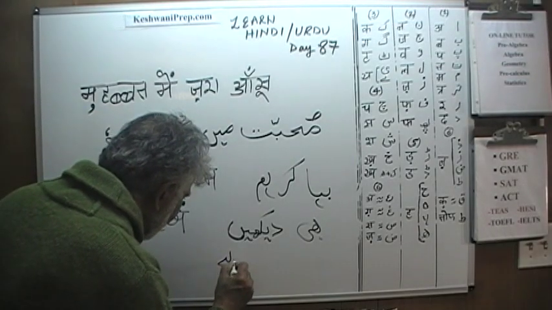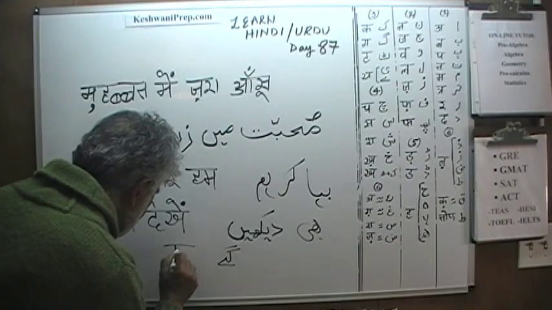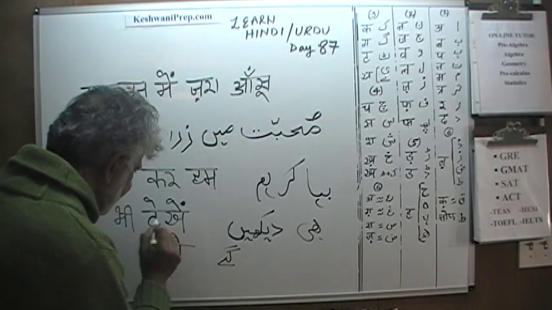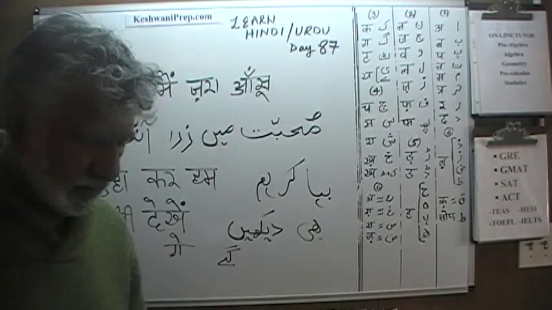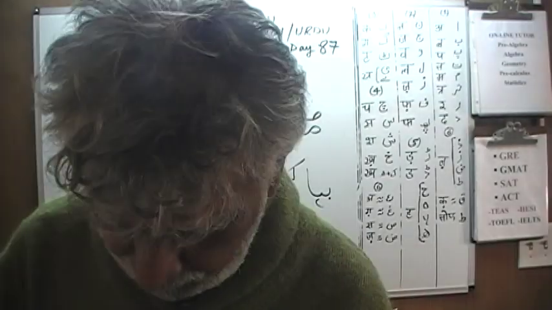Ge is just gaf and badi ye. Badi ye is going to give us choti ye ki matra. There we go. That's the first line. Muhabbat mein zara aansu bahakar hum bhi dekhenge.